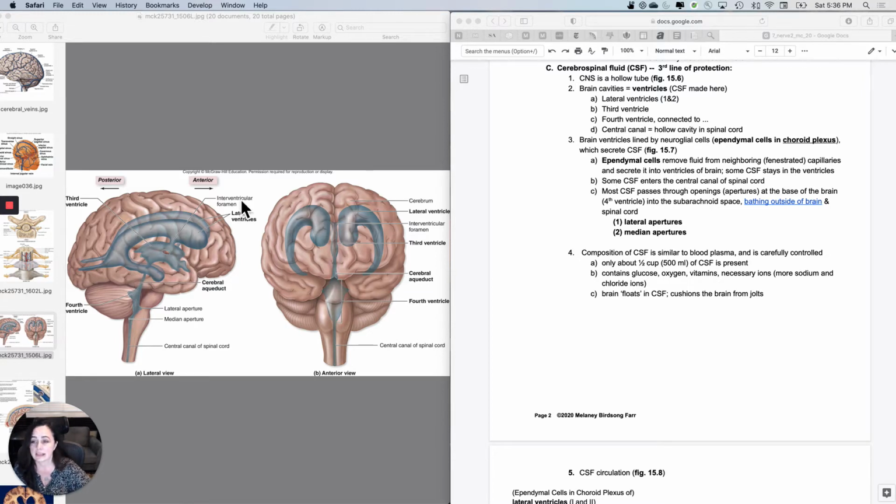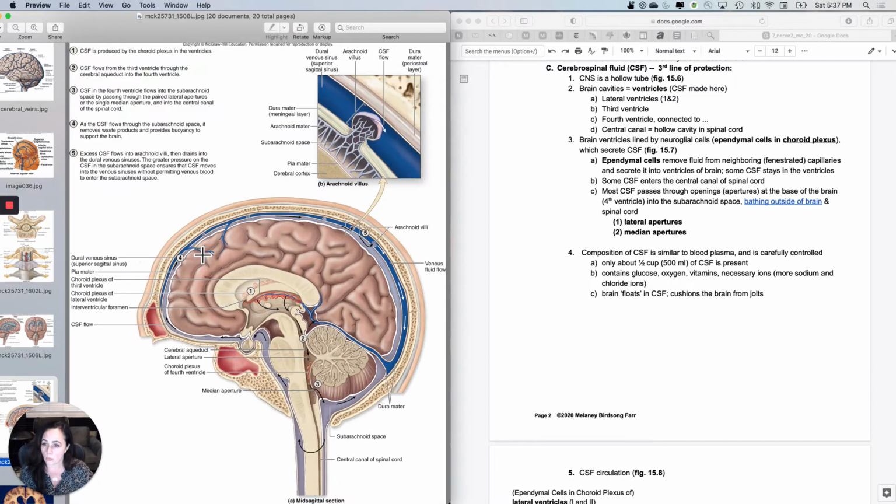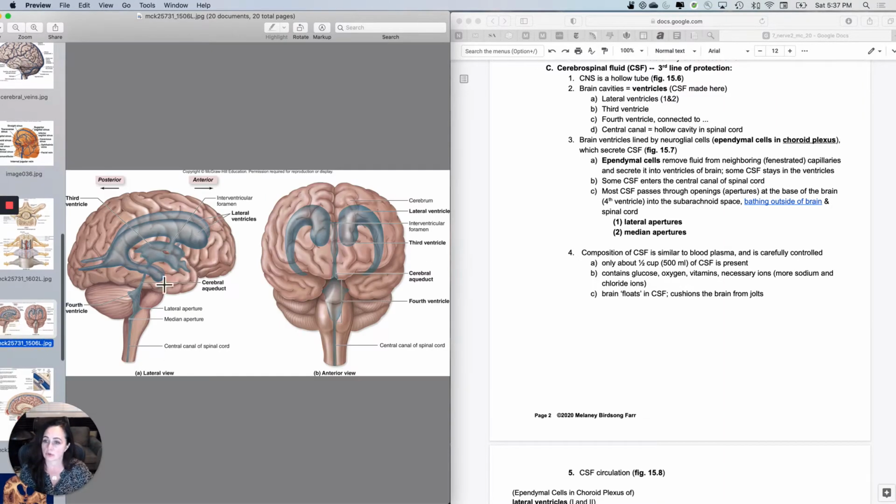Okay. These spaces in the brain are called ventricles, and they're not empty, they're filled with fluid, and they are continuous with the hollow inside the spinal cord that is called the central canal of the spinal cord. So the brain cavities are called ventricles. I lost my ventricle. 1, 2, this is the third ventricle, and this is the fourth ventricle, and we'll talk about the ventricles a bit more in just a few minutes.